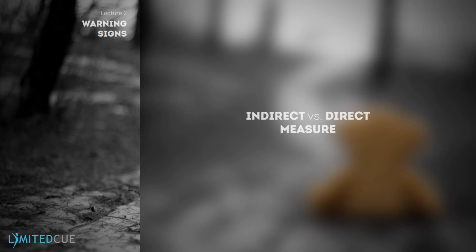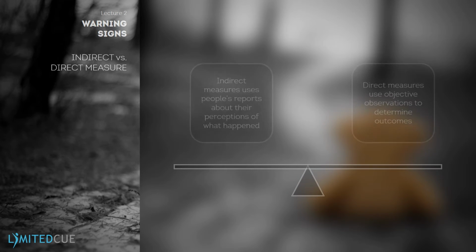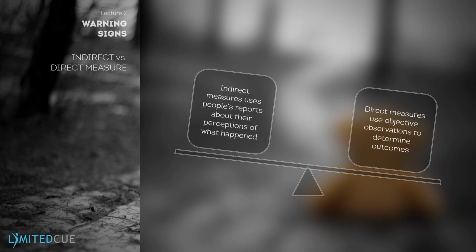Another dimension is indirect versus direct measures. Similar to subjective, indirect measures use people's reports about their perceptions of what happened. It can also mean asking those around the person who was given the treatment. Direct measures use objective observations to determine outcomes. Like objective, it is measuring observable results or descriptive observations. Like subjective observations, indirect measures can be important and be part of the whole picture. However, they should be supported by conclusive, proven evidence.